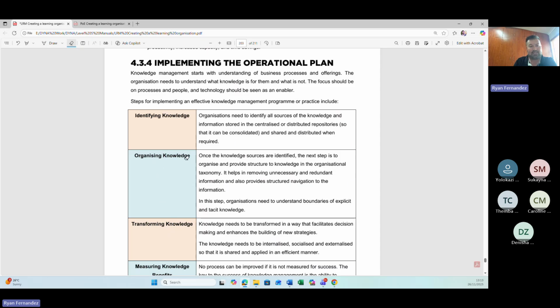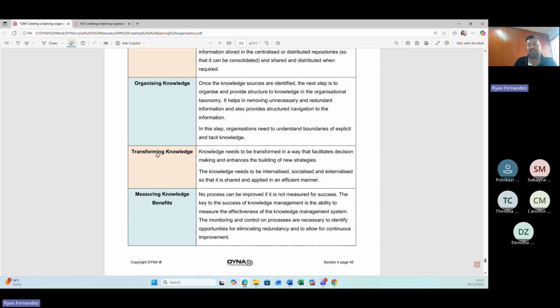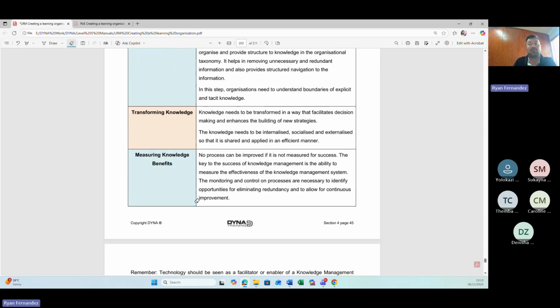We need to organize the knowledge we require. We need to take that knowledge and transform it. So remember that every department has to look at that data from a different angle, and they might not need the same data as the other divisions. So we need to take the data and answer the questions that that specific team or division or department or branch needs to answer. Then we need to also measure the knowledge benefits.